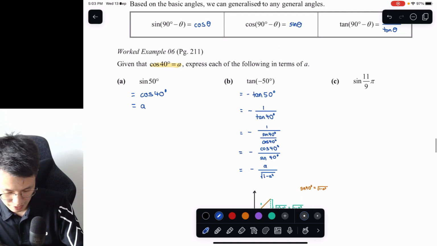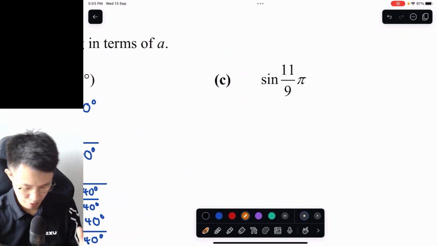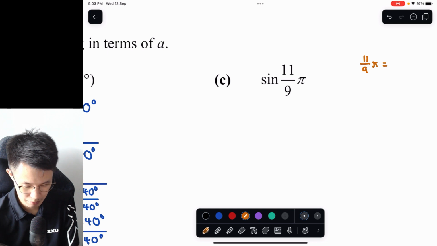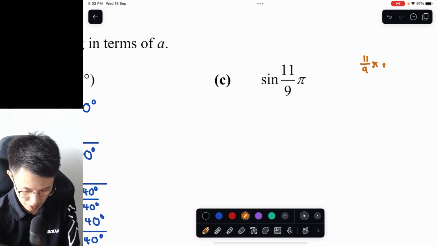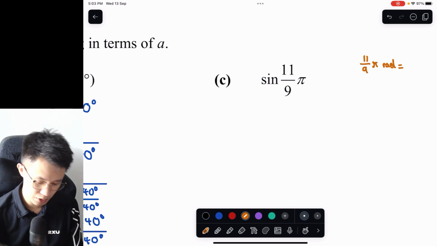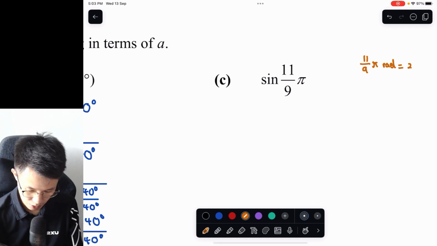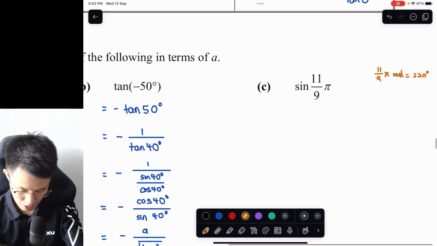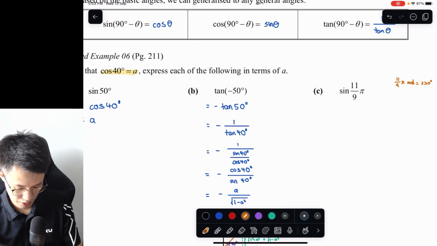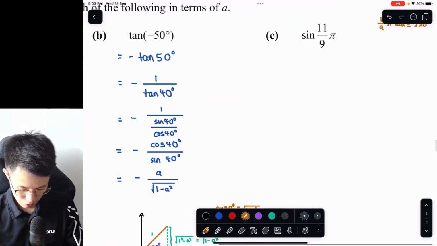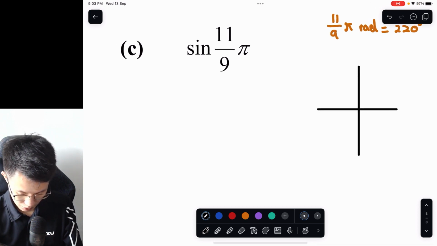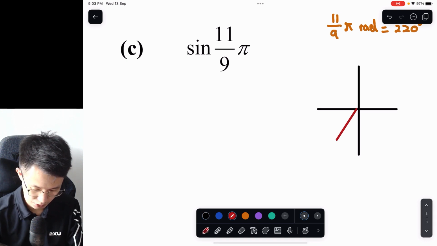Now the last one we're going to do is sine 11 over 9 pi. First you need to do some conversion. You must roughly know what 11 over 9 pi is. So 11 over 9 pi is in radian mode. If we convert it into degree mode, it will simply be 220 degrees. Now 220 degrees is a very interesting angle. I don't understand why it is giving us this, but if we draw, over here this angle lies in the third quadrant.